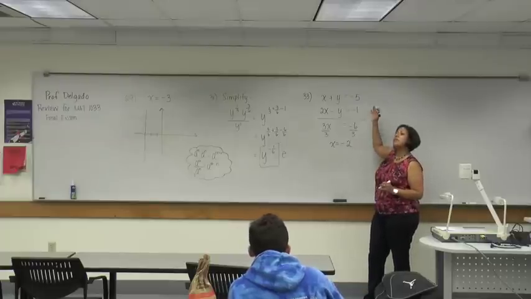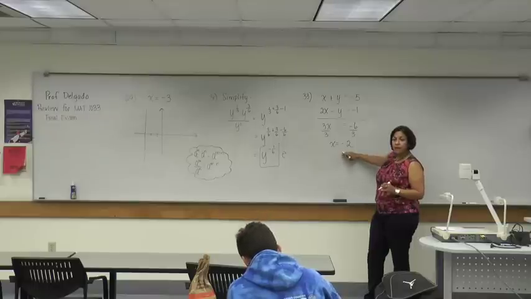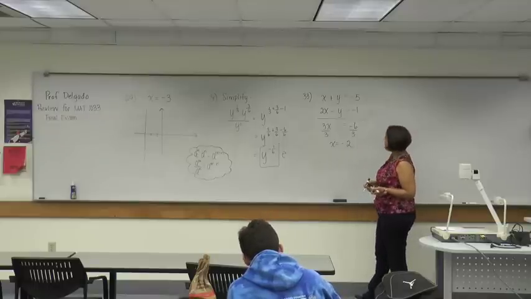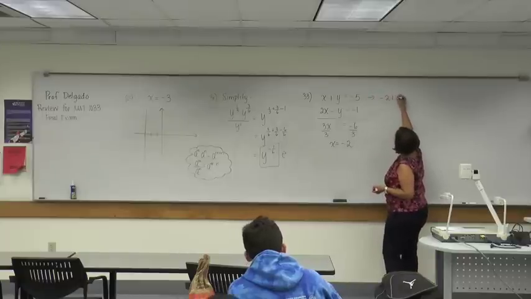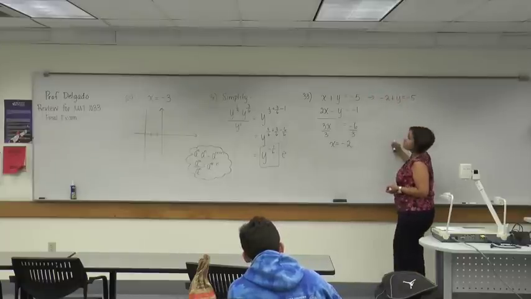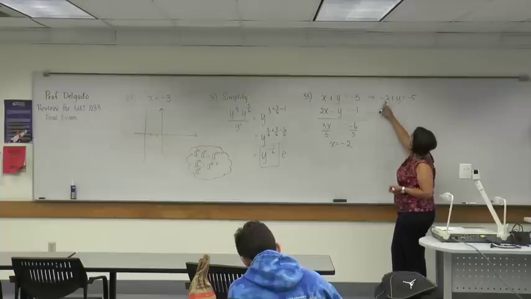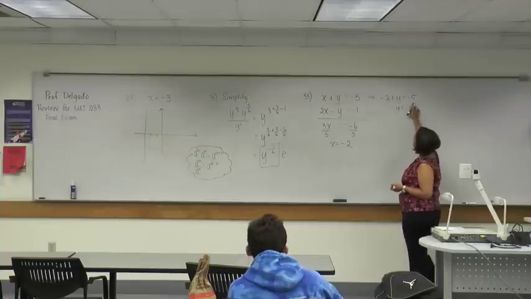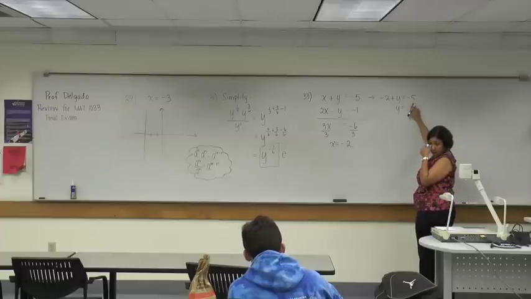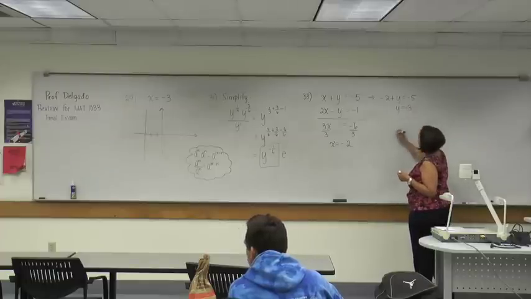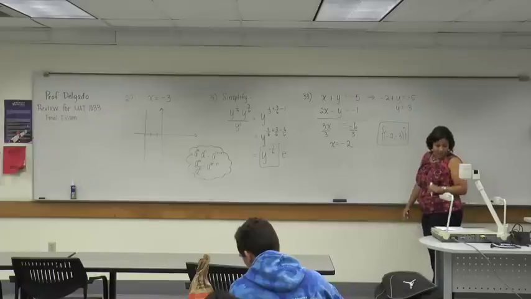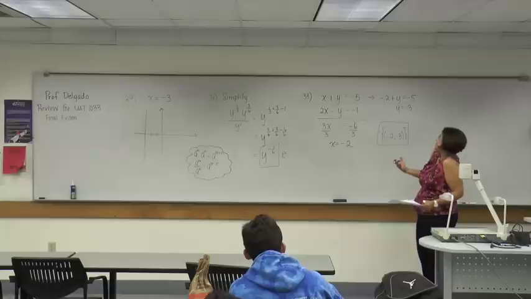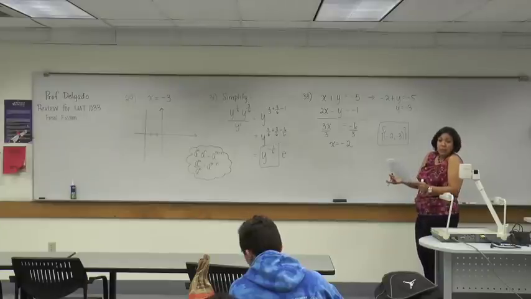Now I can go back into either of the original equations and substitute this value for x to find out what the corresponding y value needs to be. I'm going to go ahead and use this first one. I have negative 2 plus y is equal to negative 5. Add 2 to both sides. What's negative 5 plus 2? Negative 3. So negative 2 for x, negative 3 for y. That's our solution set. And they don't want the solution set, they just want y. So b, y is equal to negative 3.